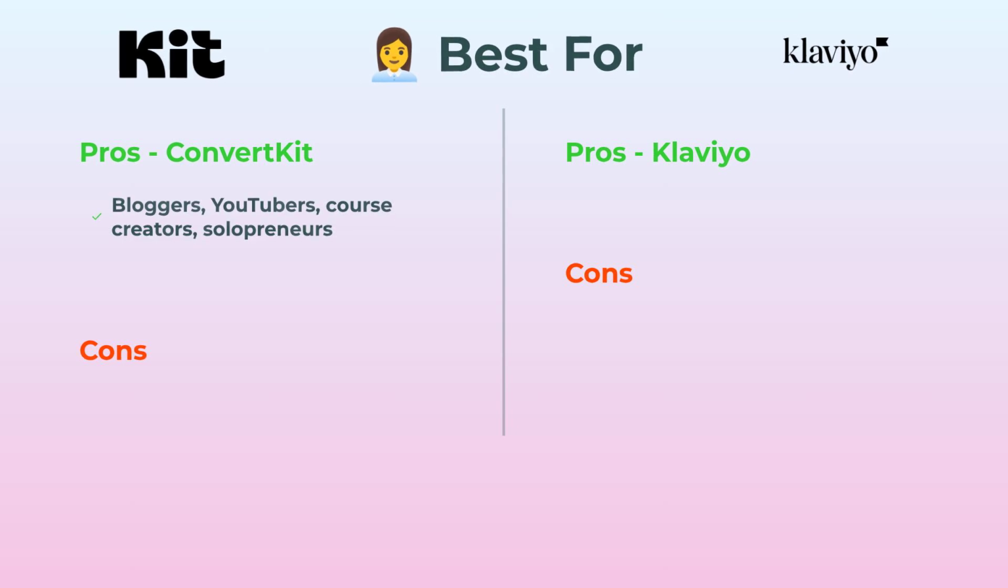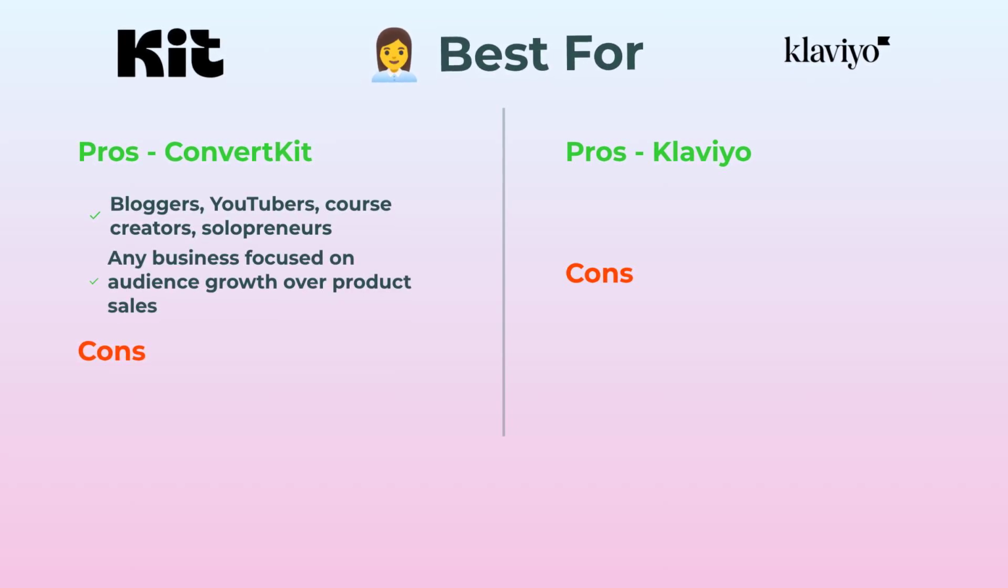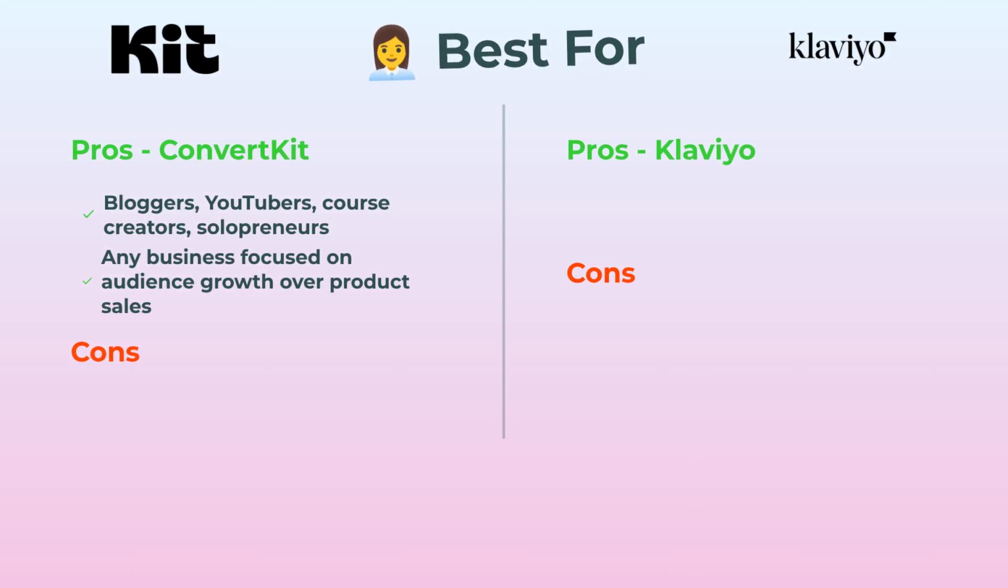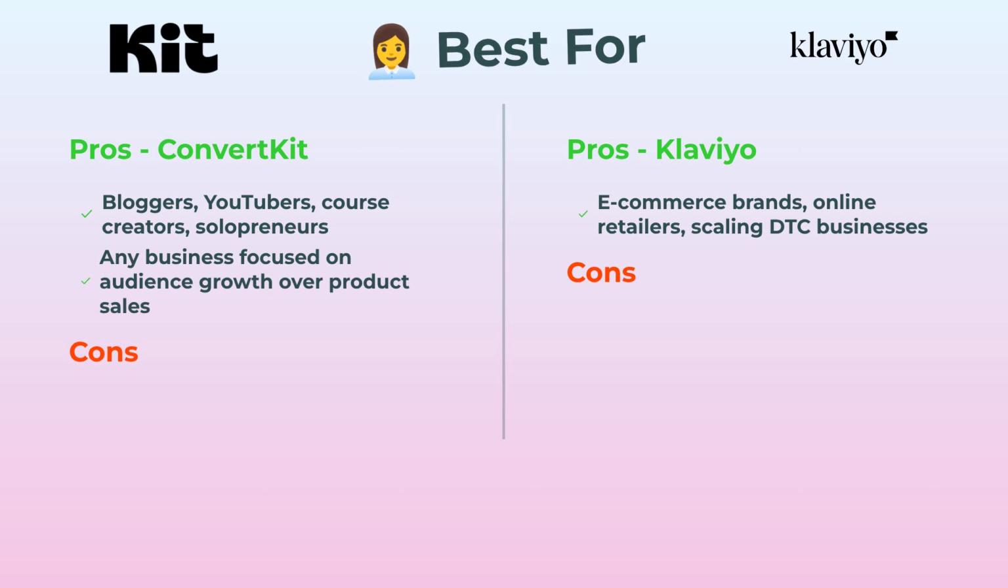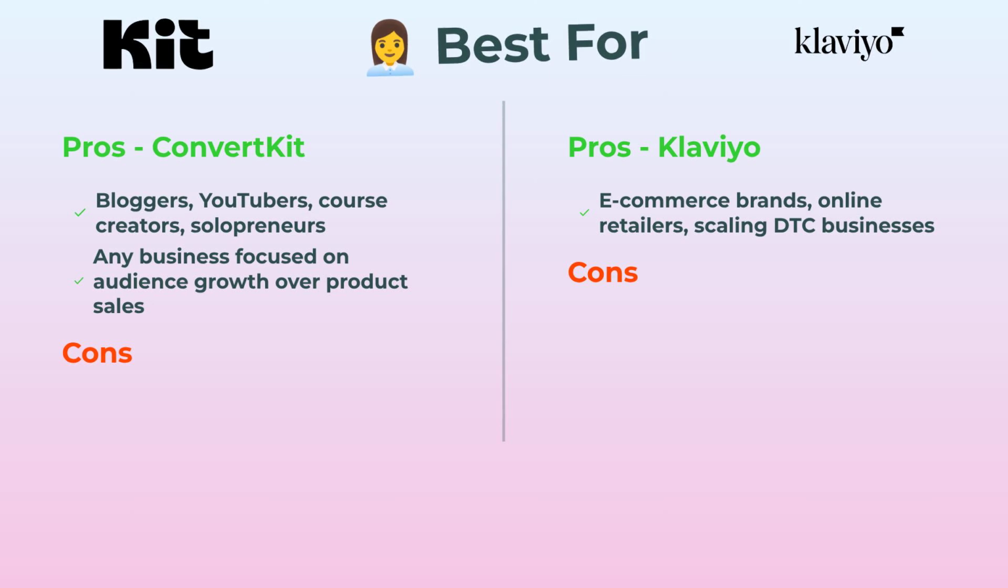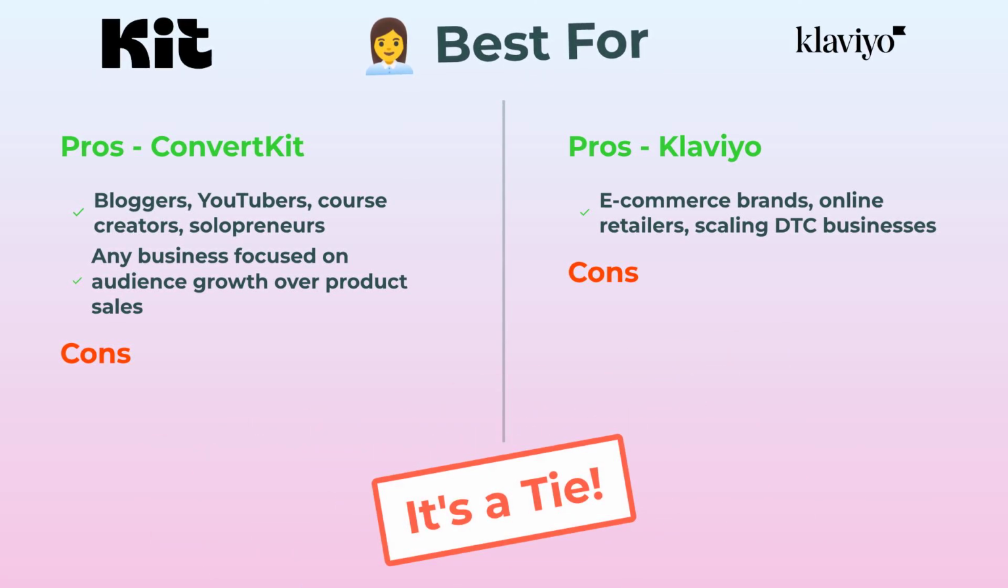Who are these platforms actually best for? ConvertKit, dream setup for bloggers, YouTubers, solopreneurs. Maybe someone running courses or just building an audience, not rushing to sell products. Klaviyo. This is built for e-commerce brands, online retailers, anyone scaling up in direct-to-consumer. So yeah, it's a tie here, since they're best for totally different crowds.